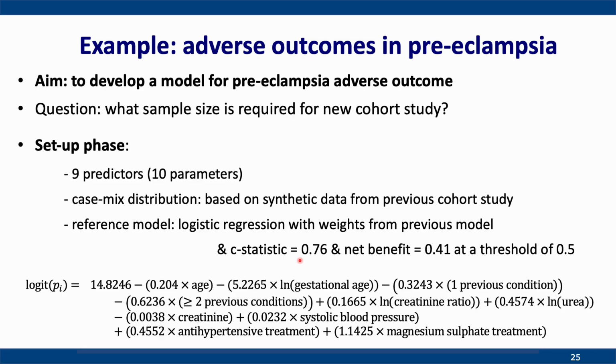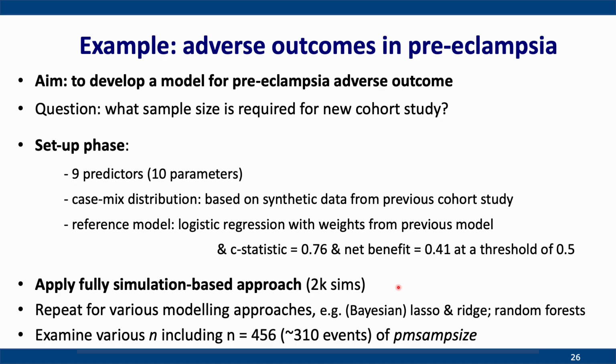And that model has a C-statistic of 0.76, and a net benefit of 0.41 at a threshold of 0.5. So if somebody's got a risk above 0.5, then there'll be some clinical action. And that leads to a net benefit of 0.41 based on the reference model. Here's the reference model. You can see age is in there, gestational age, biomarkers like creatinine and systolic blood pressure, and so forth. But that's the reference model based on the previous studies.